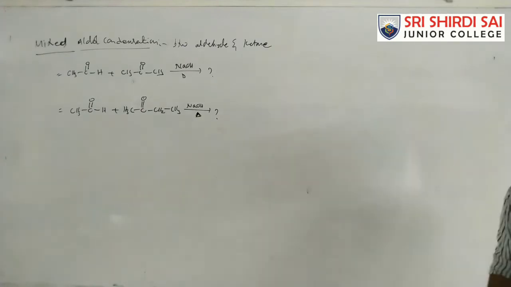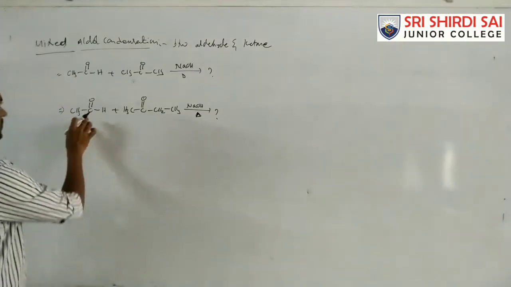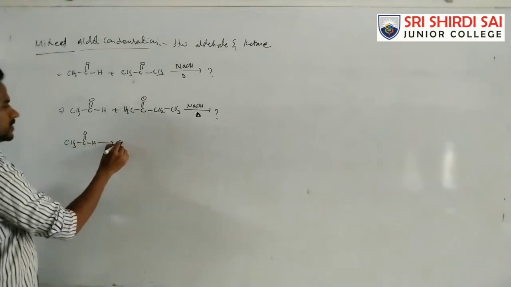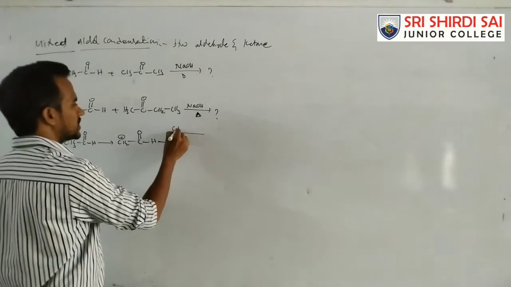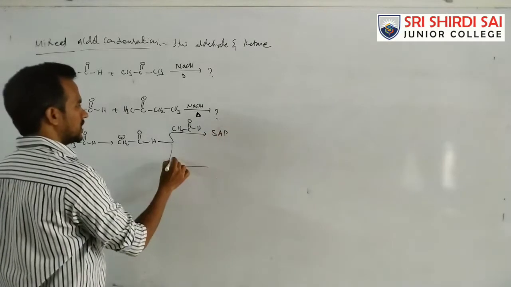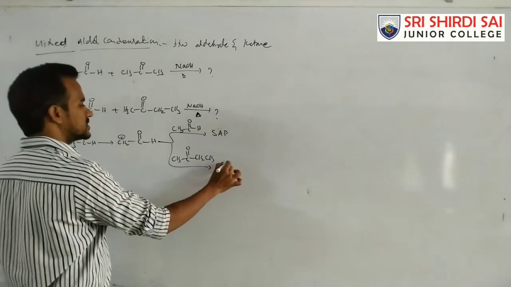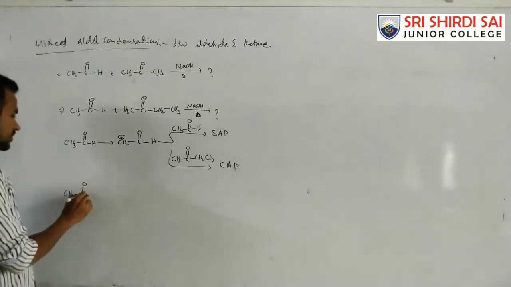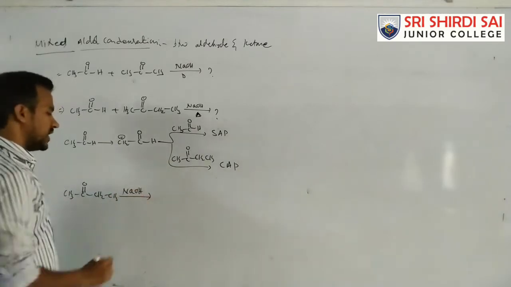So in this case, let us finish this reaction. First of all, from CH3CHO, a carbanion is generated. This carbanion attacks the same molecule, which gives a self-aldol product, and it also attacks the 2-butanone, which gives a crossed aldol product.